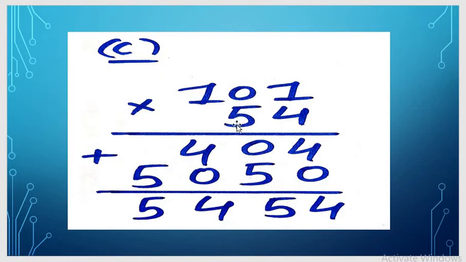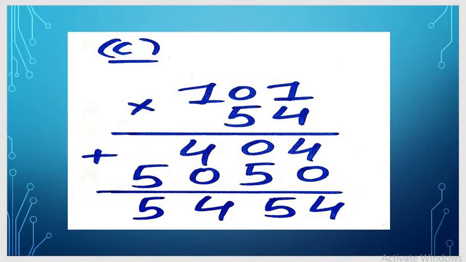Then we do the multiplication of the second digit. This digit first we have done 4, and now we do 5. 5 ones are 5, 5 zeros are 0, 5 ones are 5. So now let's do addition. 4 plus 0 is 4, 0 plus 5 is 5, 4 plus 0 is 4, and 5 as it is. The answer is 5454. Understood, all students?